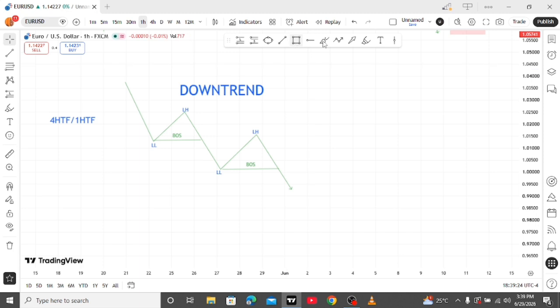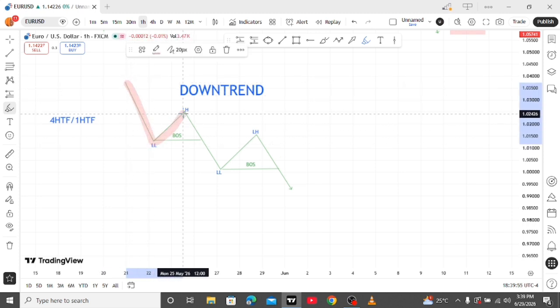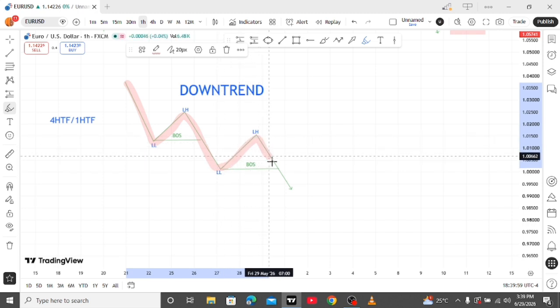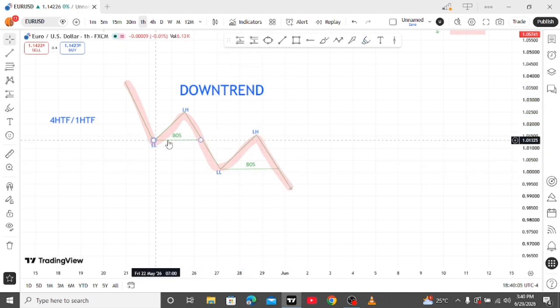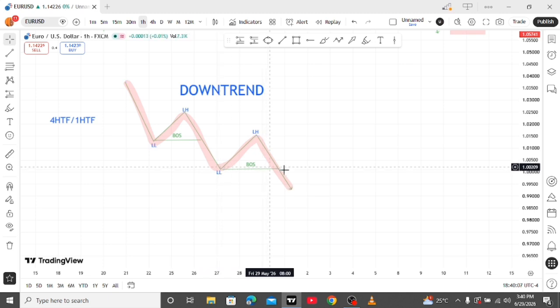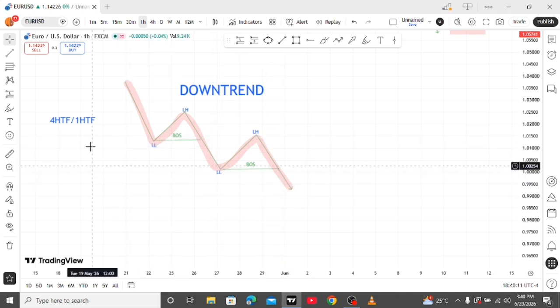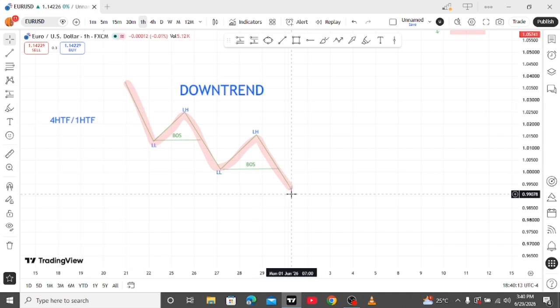So the downtrend is simply the opposite of the uptrend. This is the bigger time frame. The markets are making lower highs and lower lows, as you can see. Lower high, lower low, lower high, lower low, lower high, lower low. So these breaks of structure are confirmation that the markets are really going down. So we have a break of structure here, we have a break of structure here. This means the market is going down.